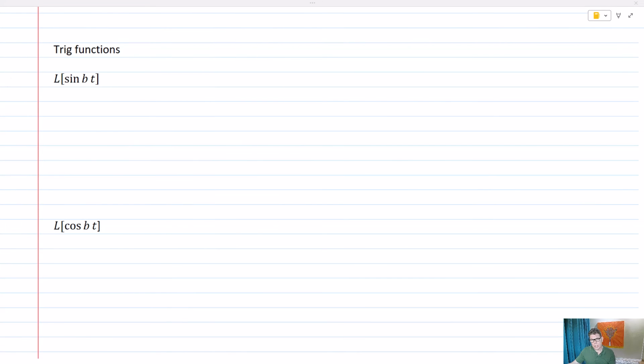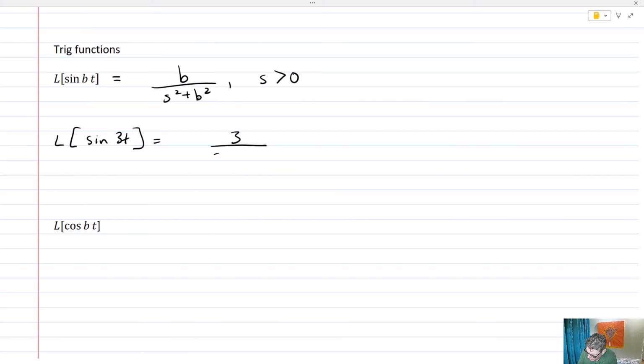What about some standard trig functions, especially those that you'll see a lot in your engineering applications, like sine t and cosine t, or sine bt and cosine bt? So the Laplace transform for sine bt is going to end up being b over s squared plus b squared. And then again, s is going to have to be greater than 0. So for example, if I have the Laplace transform of sine 3t, that's going to end up equaling 3 over s squared plus 3 squared, which is 3 over s squared plus 9. And that's our Laplace transform.